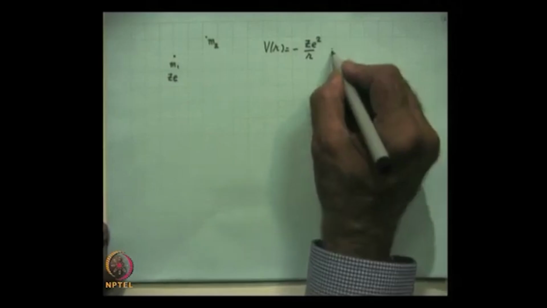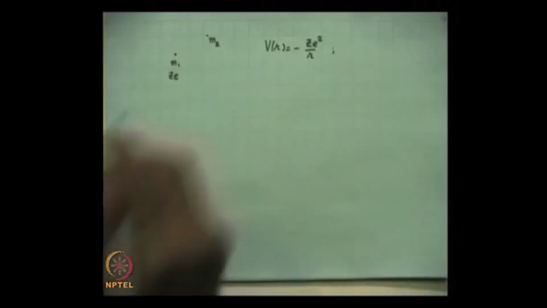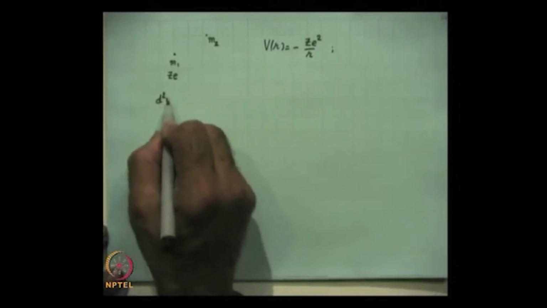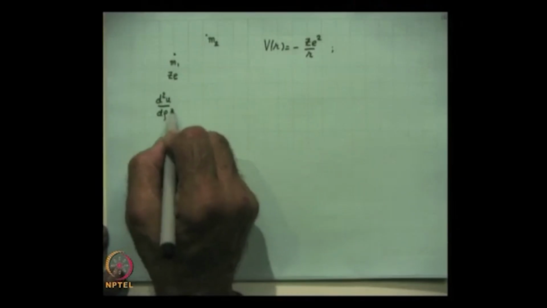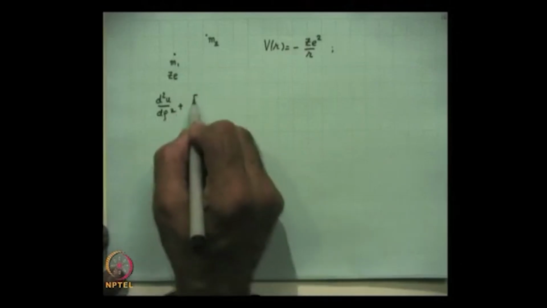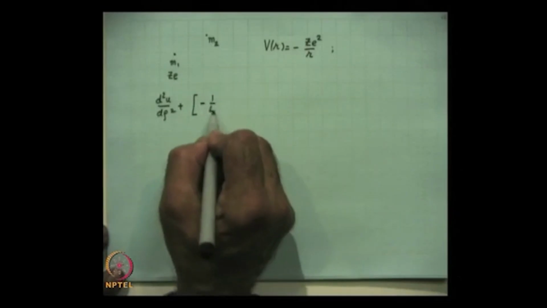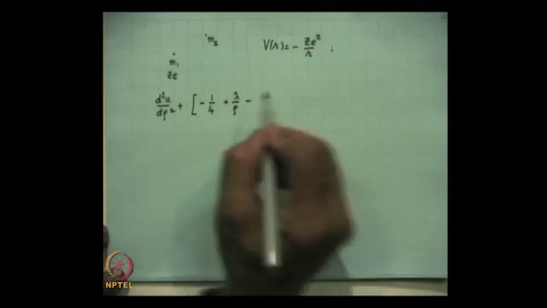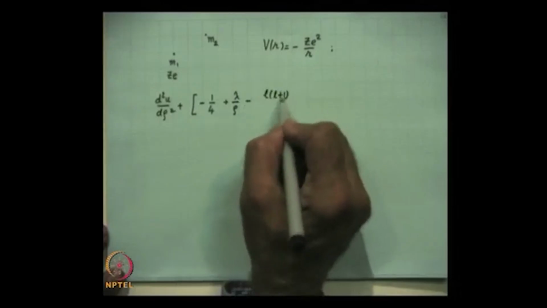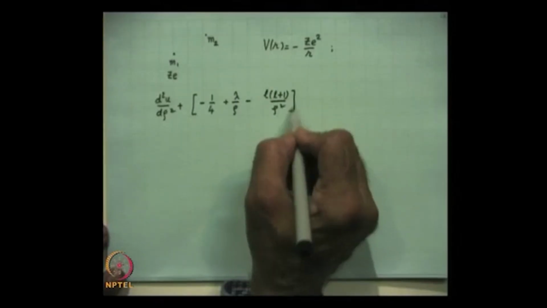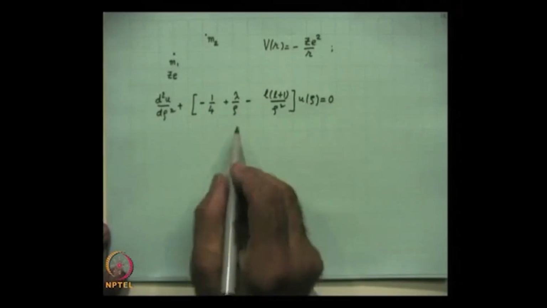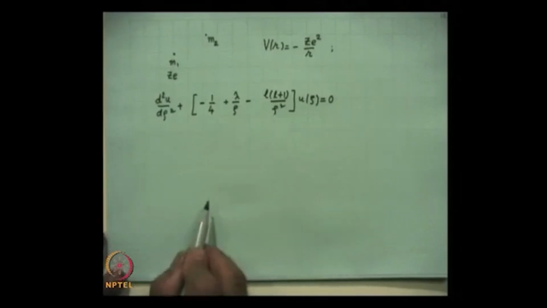where Ze is the charge of the nucleus. And we found that the radial part of the Schrodinger equation could be written as d2u by d rho square plus, since the energy was negative, 1 by 4 plus lambda by rho minus L into L plus 1 by rho square. Now, we studied the small rho behavior of this equation and the large rho behavior.